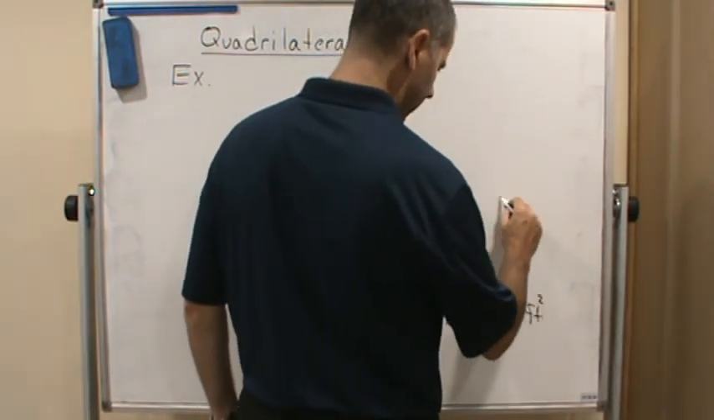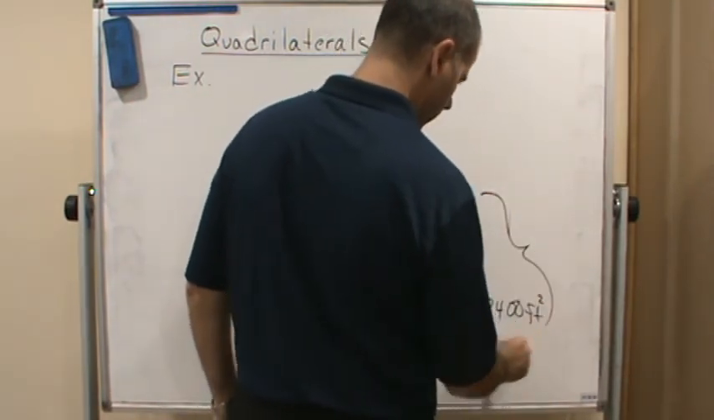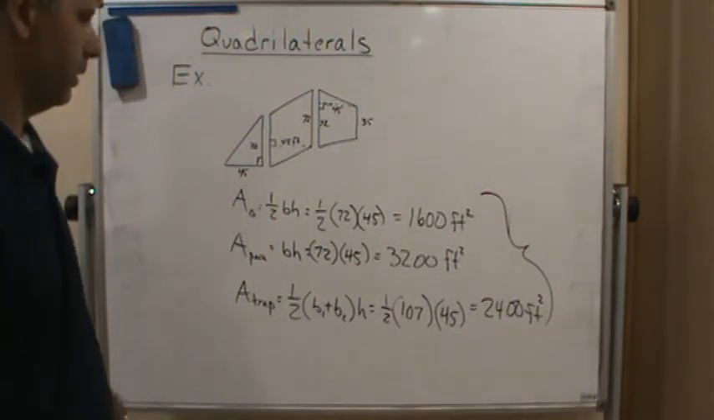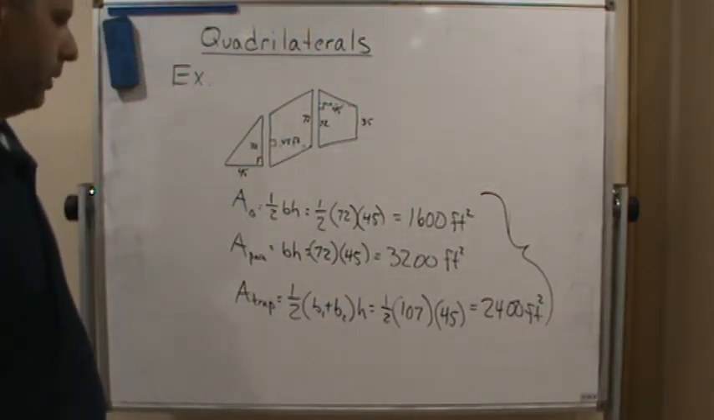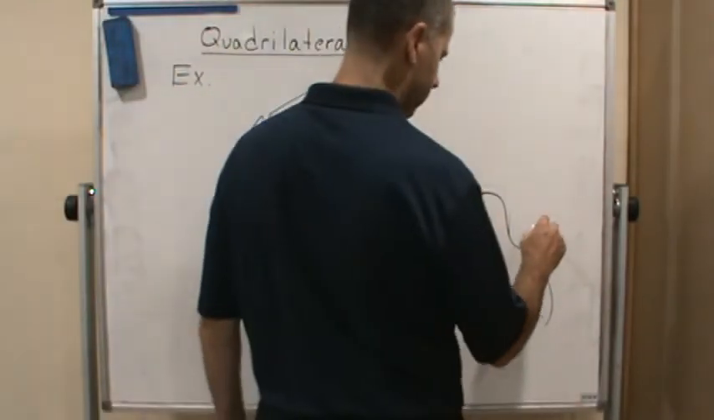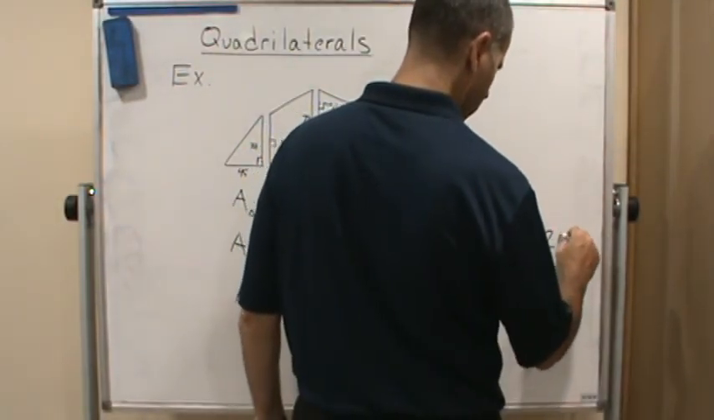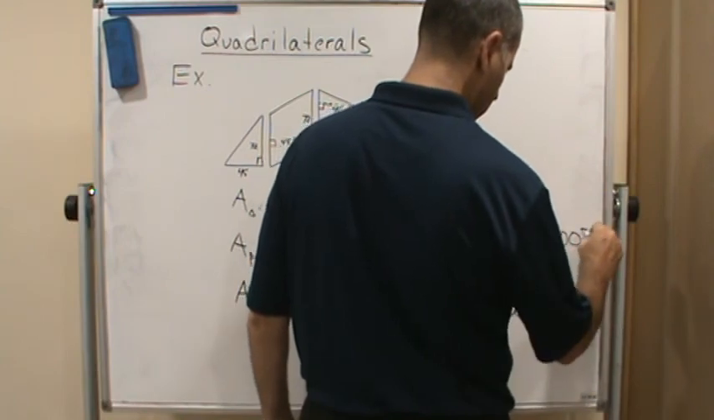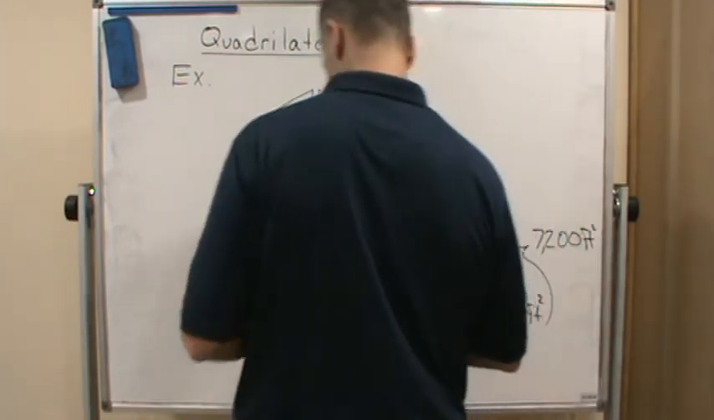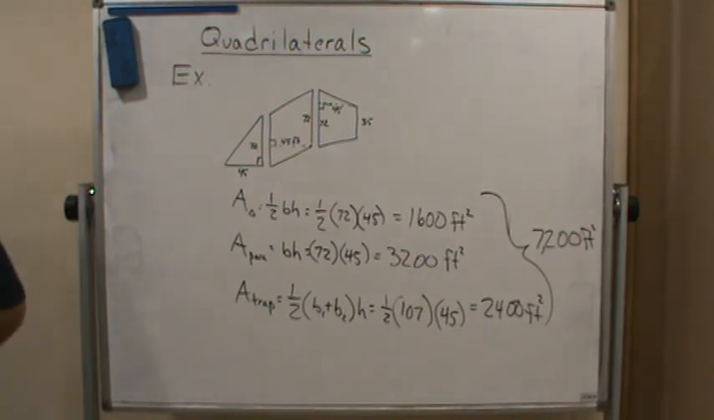And so if you add those three up, what do you get? 7,200 square feet. And that's the answer. That's the total area of the city park. And that's how you do it.